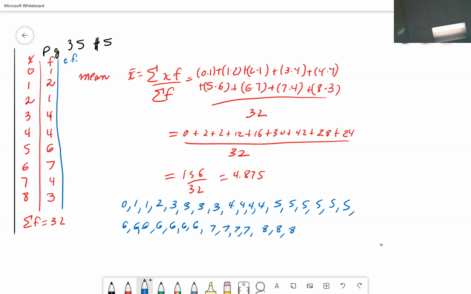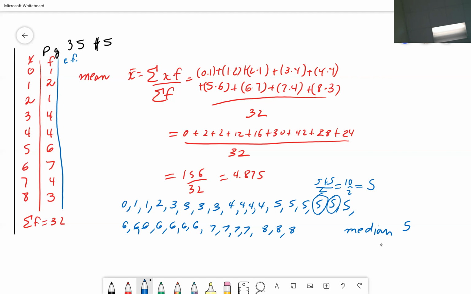We have to take the 16th number and the 17th number, add them, and divide by 2. Counting 1, 2, 3, up to 16 and 17, these are the 16th and 17th numbers. 5 plus 5 divided by 2 is still 5. So the median is 5. However, this process doesn't work for a grouped frequency distribution, and it is cumbersome.